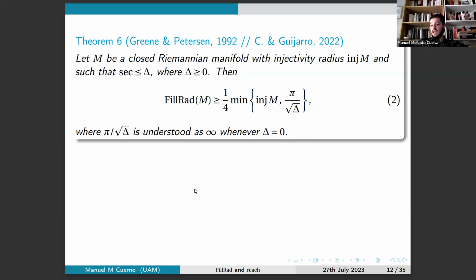As I have said, Professor Guijarro and I gave a different proof than Greene and Petersen, with more details, and we tried to show that this filling radius is really related with how much we can enlarge the r-neighborhood of a manifold in L infinity, such that every point has a unique projection onto the manifold. And with this perspective, we found this bound.